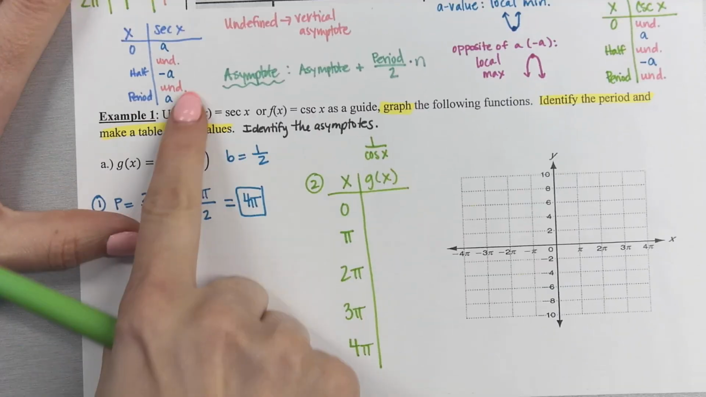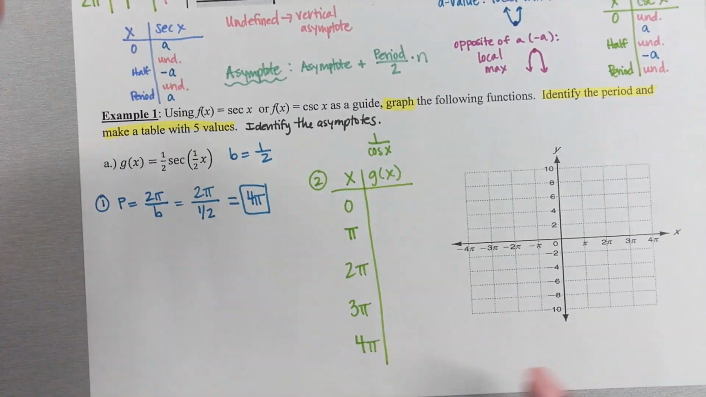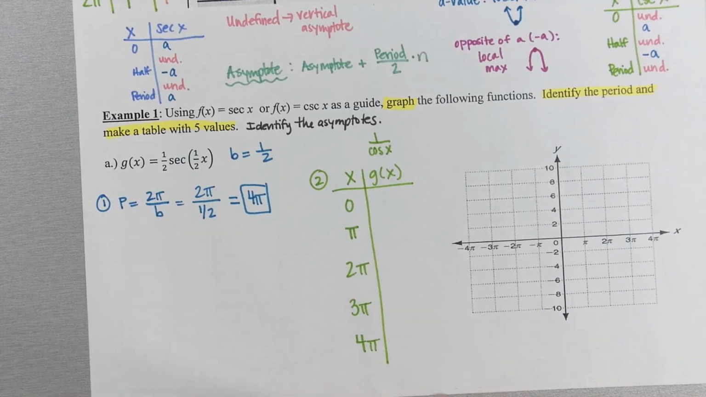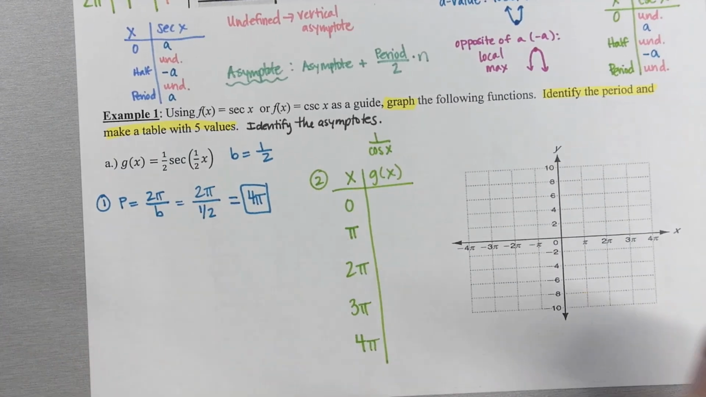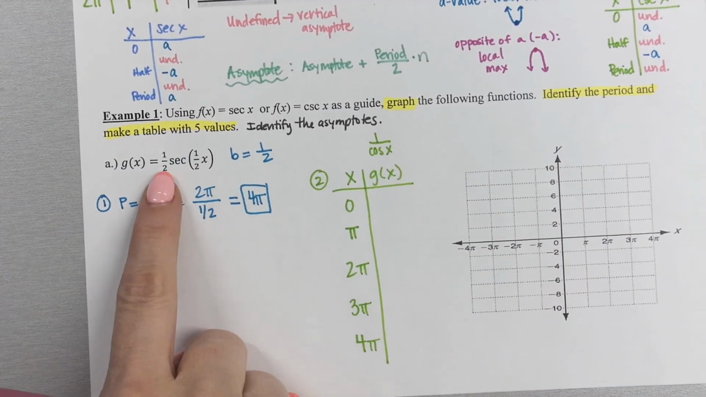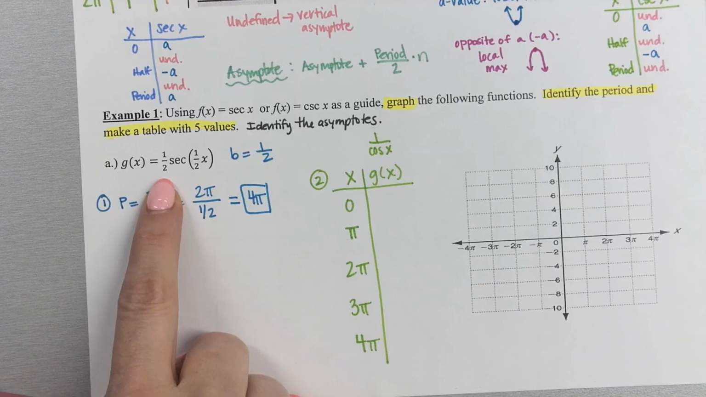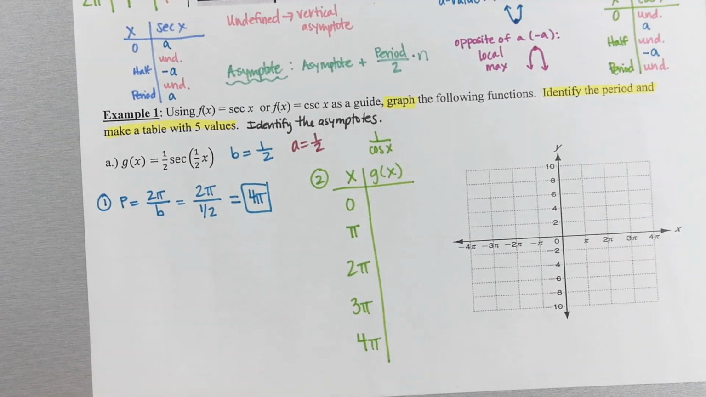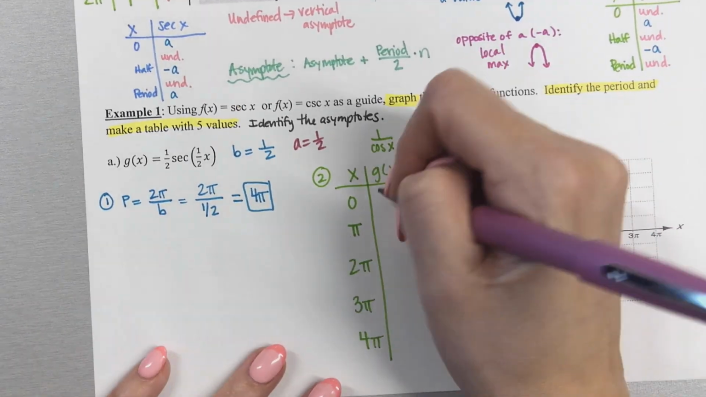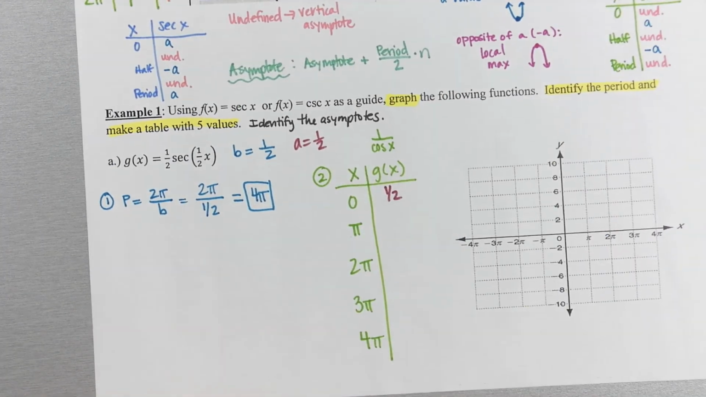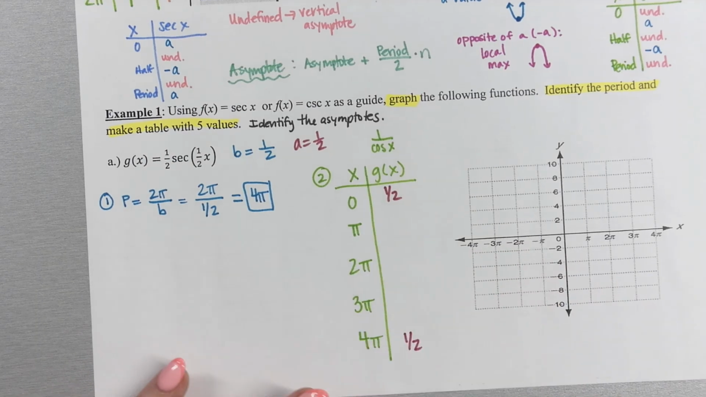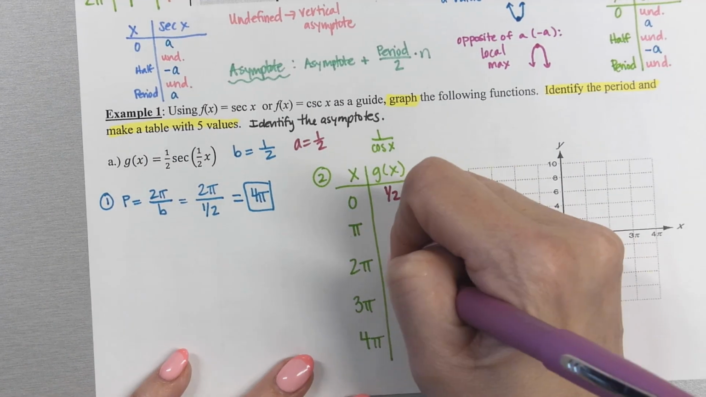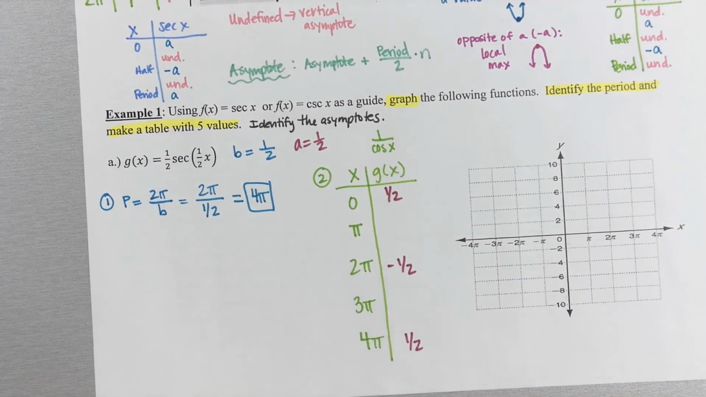You really can use this chart, which is very handy. So you can find your a value. Your a value is always in front. In this case, your a value is going to be 1/2, just like b. So at 0, we're at 1/2. If we start at 1/2, we end at 1/2. And then halfway would be -1/2.